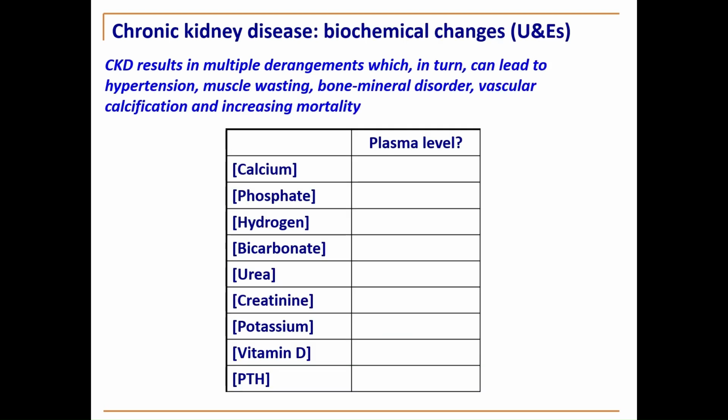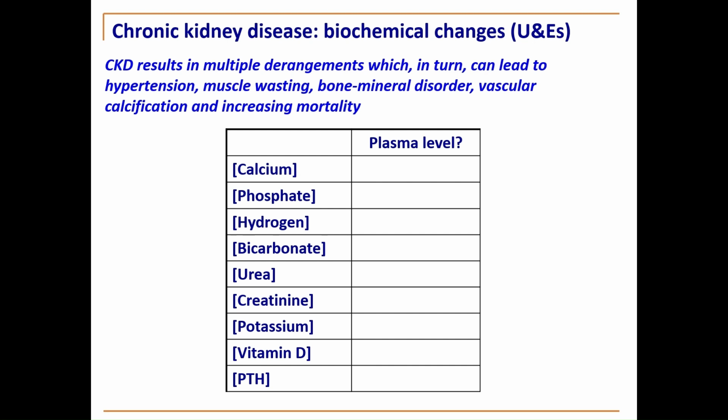So what I'd like you to do now is look at this table, and I'd like you to complete it. I just want you to say for each of these variables that are shown in here, whether they would go up, down, or stay the same in a classic chronic kidney disease. It's really important to note this is a generalization, okay?